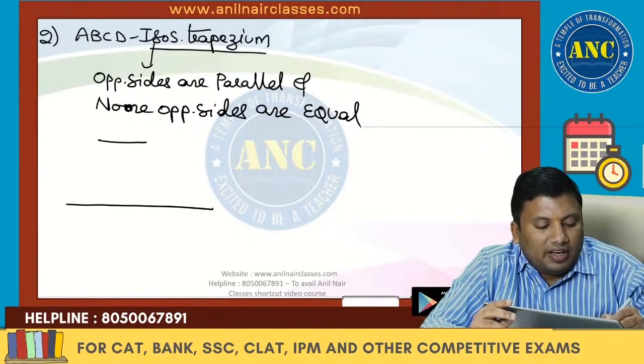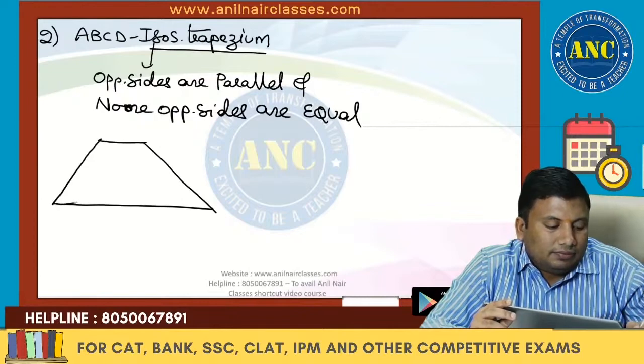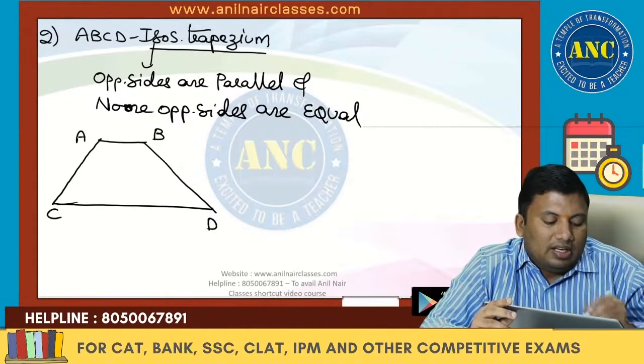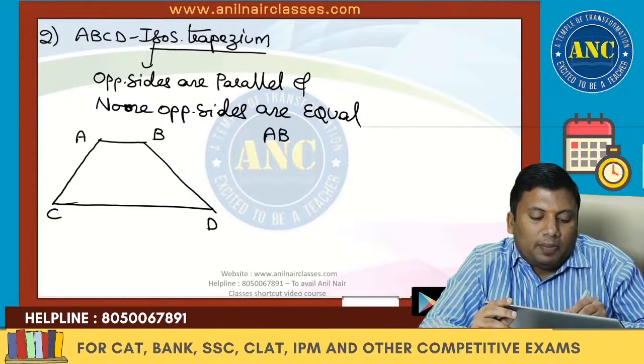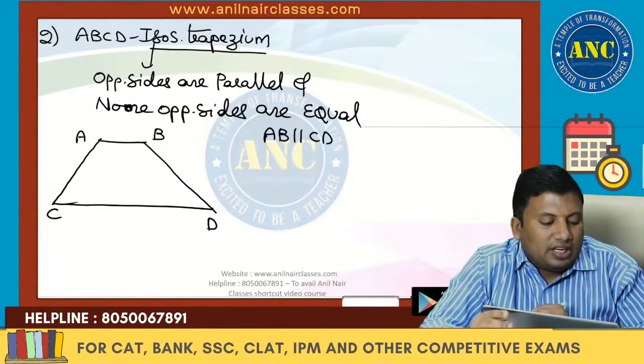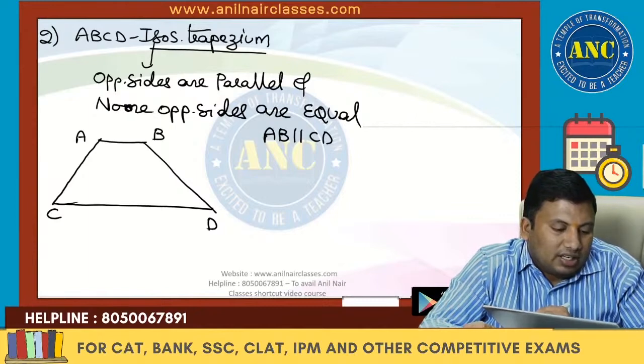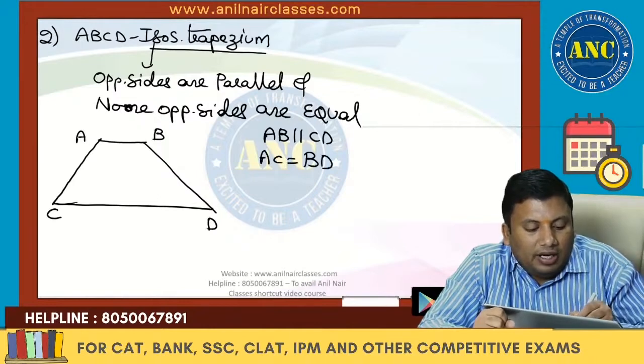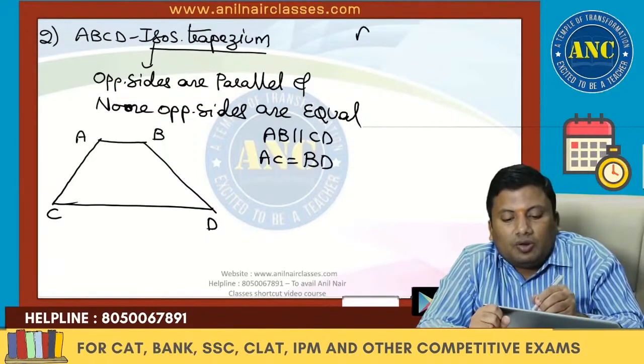That means the figure is like this. This is A, this is B, this is C, this is D. AB is parallel to CD, opposite sides. Non-opposite sides are equal. That means AC is equal to BD. This is an original GRE question, sir.